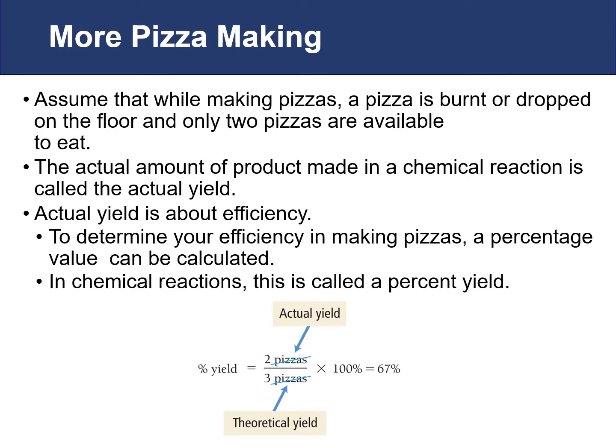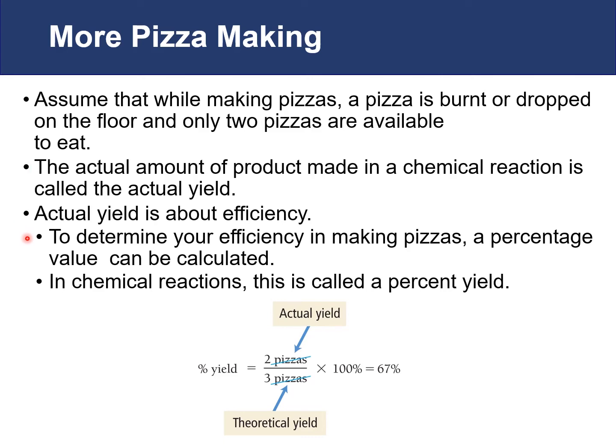However, we are generally unable to make the maximum number. So let's assume that while making the pizzas, you burn one or drop one on the floor. In this case, only 2 pizzas become available to eat. This means that your actual yield of pizzas would be 2 as compared to the theoretical yield of 3. In a chemical reaction, the actual amount of product that is made is called the actual yield. And we can get an idea of the efficiency of a process by looking at the ratio of your actual yield to your theoretical yield. The actual yield is about efficiency.